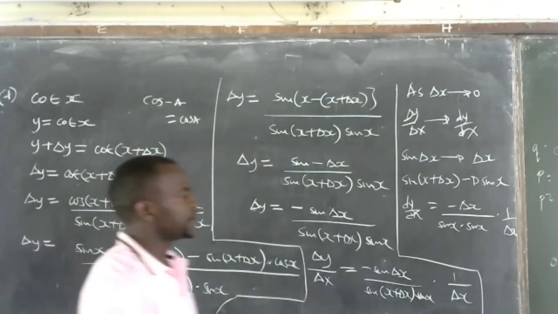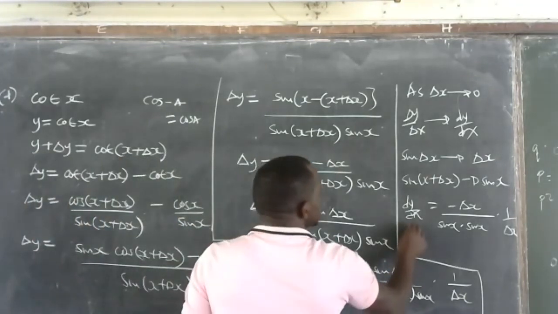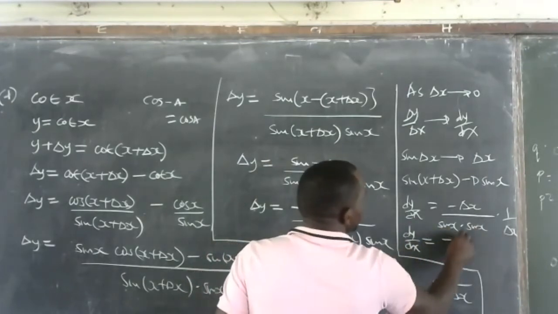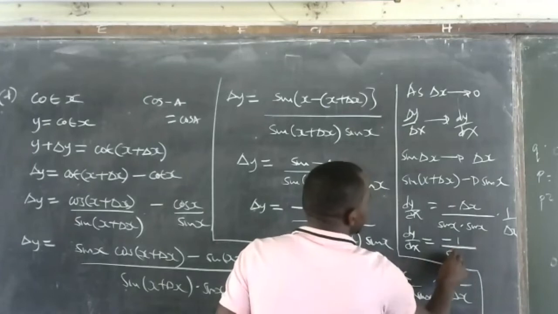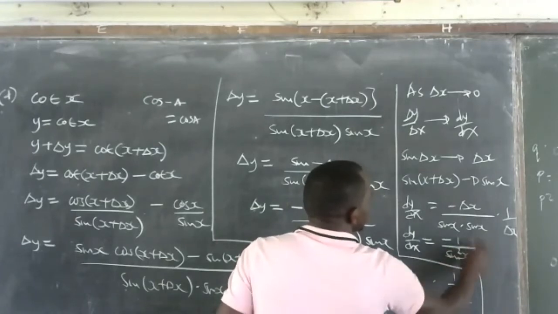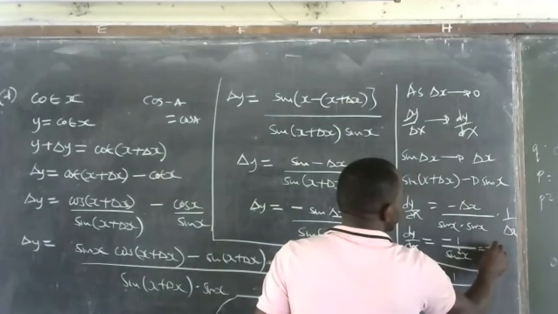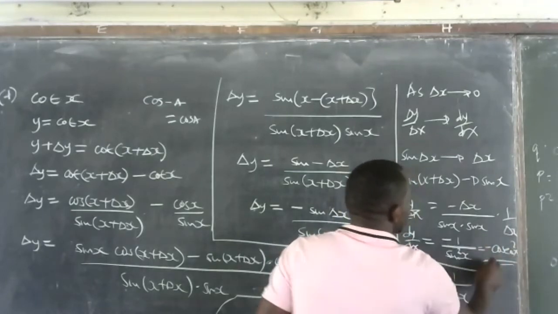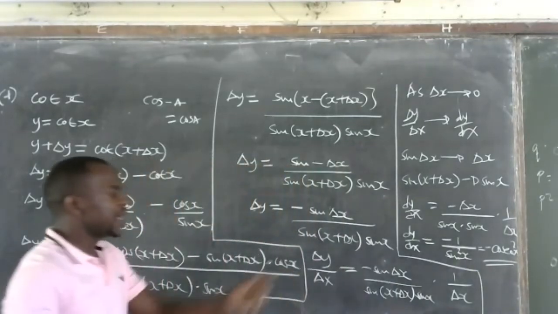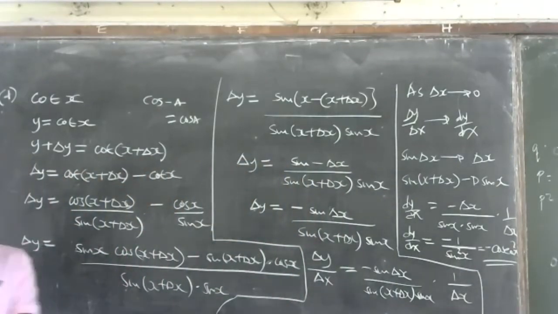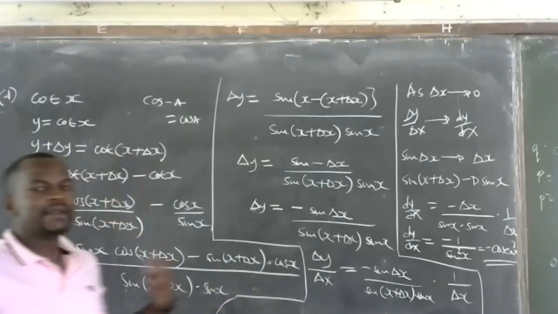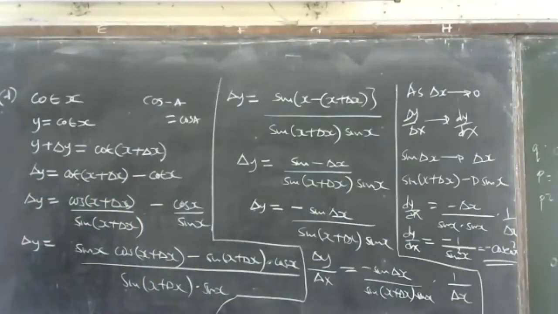You're welcome. Now you have dy dx equivalent to negative 1 over sin squared x, which becomes negative cos x squared. So differentiate cot x to get negative cosec squared x. All right, you can write, you can copy. Now that we are doing real math.